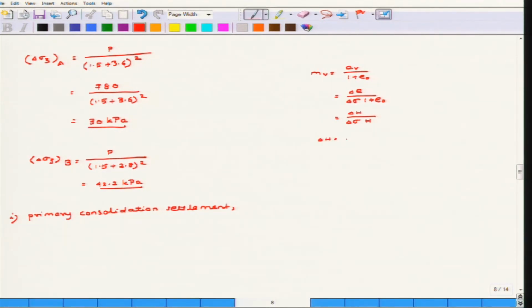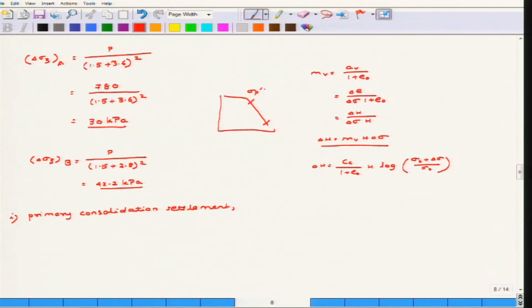So, delta H is actually equivalent to MV into H into delta sigma, or you can go by delta H is equal to Cc by 1 plus E naught into H into log of sigma naught plus del sigma by sigma naught. Any one of them, if your settlement is within the virgin consolidation curve, after the pre-consolidation pressure, that is sigma naught dash is greater than sigma p dash, in that case you can use any one of these above formulas to calculate the settlement.